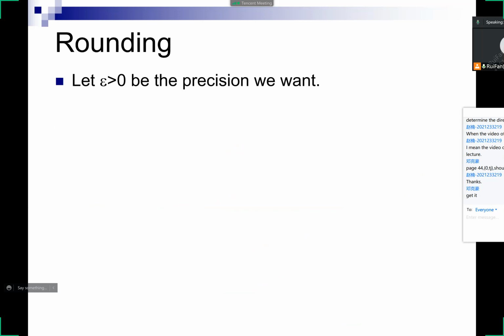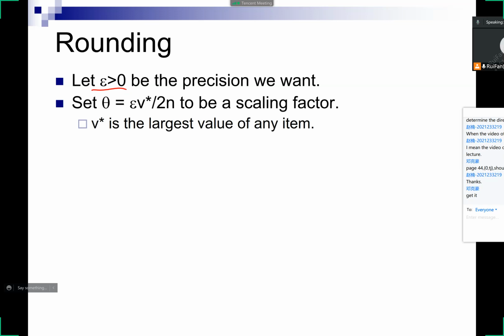To do this, you first need to decide what approximation factor you want. Okay, so you get to choose some epsilon. All right, and then now we're going to set our scaling factor. This is going to be called theta. Okay, so theta is going to be set to epsilon times the largest value, v star, divided by 2n. Okay, yeah, so I should put parentheses over here.